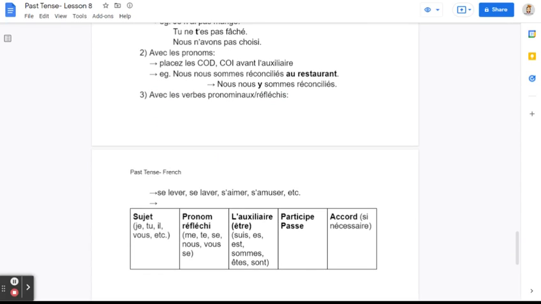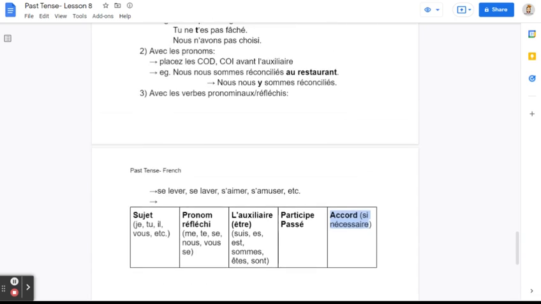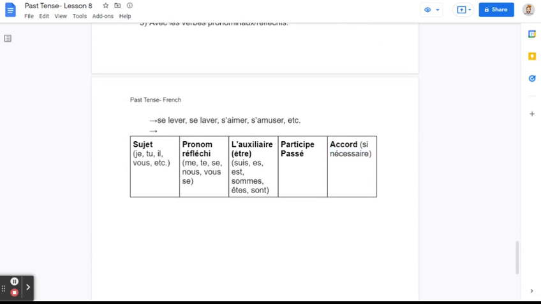But reflexive verbs are verbs like se lever, se laver, s'aimer, s'amuser, etc. So verbs that you're doing to someone or yourself. So for example, in this kind of reflexive verb, passé composé, the format is going to be like this. So you're going to have the subject, obviously, like je, tu, il, elle, on, nous, vous, ils, elles. Then you're going to have the reflexive pronoun réfléchi, such as me, te, se, nous, vous, se. And then you're going to have the auxiliary être, so it's going to be like suis, es, est, sommes, êtes, sont. And then you're going to have the participe passé. And after that, if it's necessary, you're going to make an agreement. So we talked about agreements earlier. So if you need to add an E or an S or both, that's going to be that.